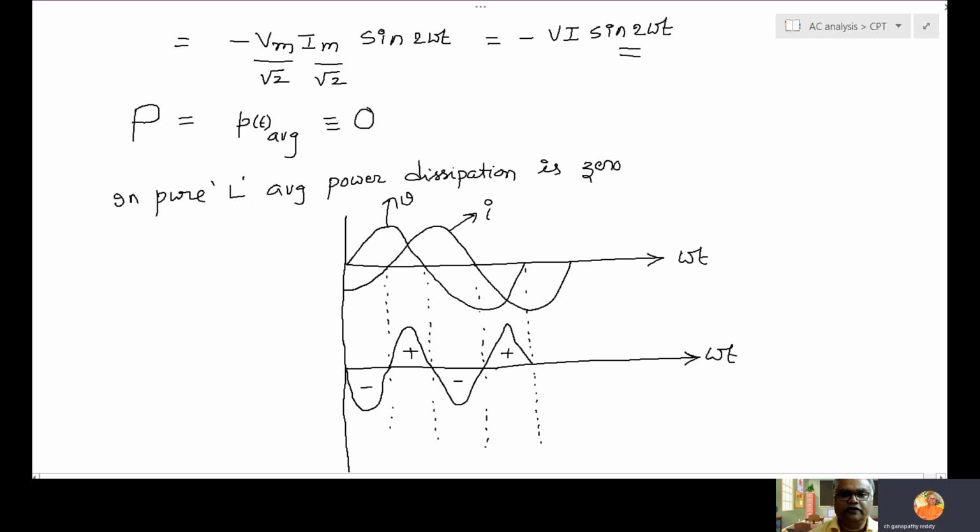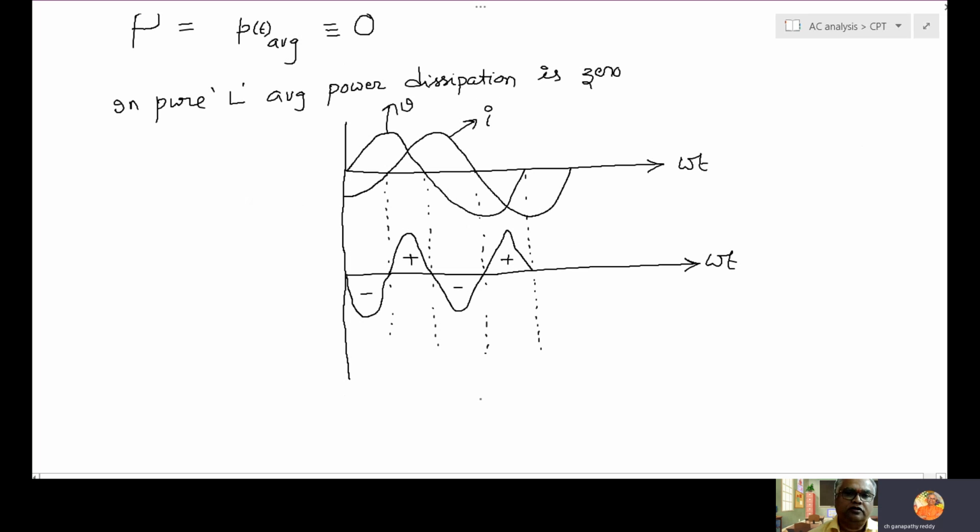See, all graphs I am drawing on a pen tab, so the waveform looks decent, but it is difficult to draw perfectly on the pen tab. That's why shapes look a little bit odd, but understand. You can draw on paper correctly, better. They're all sine waves. So the average of this again is 0.